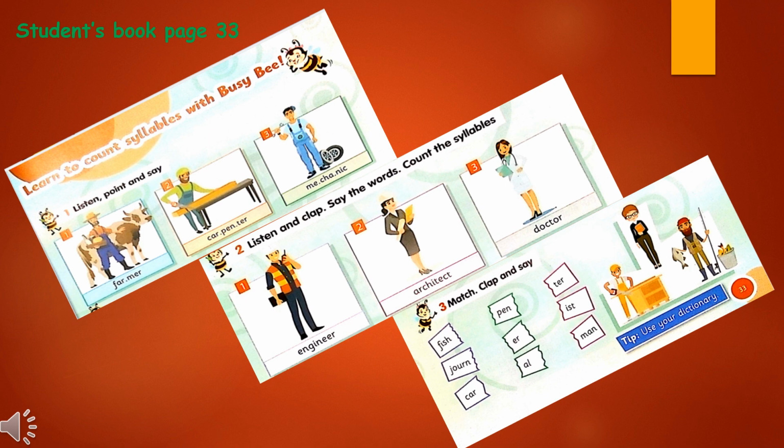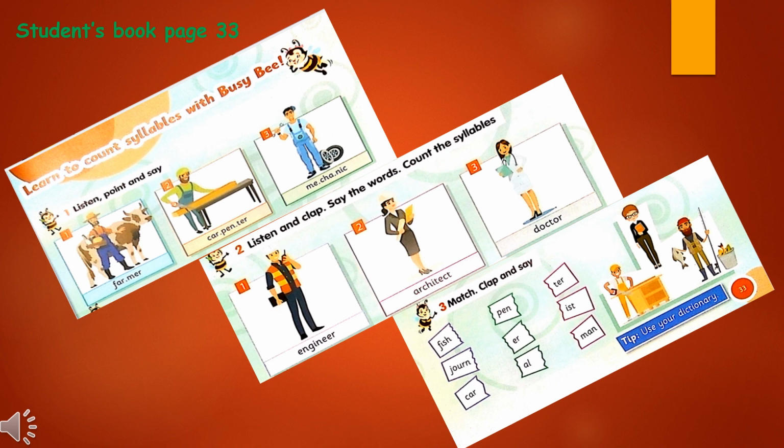Let's count them together. The first word is engineer. Engineer. How many syllables? 3, yes. N, E and the N, they are one syllable. G and I, another syllable. Near, the third syllable. Okay, so engineer, 3 syllables.